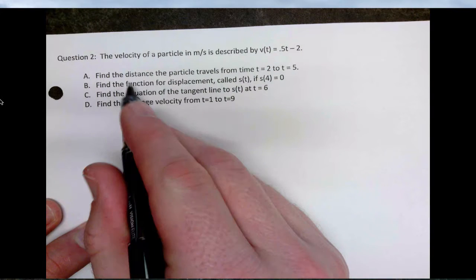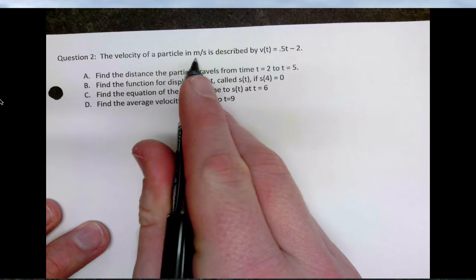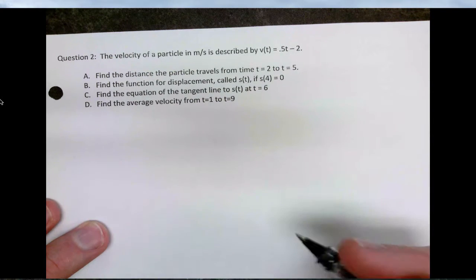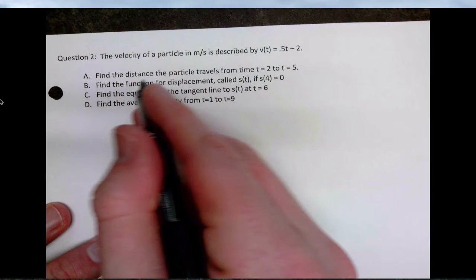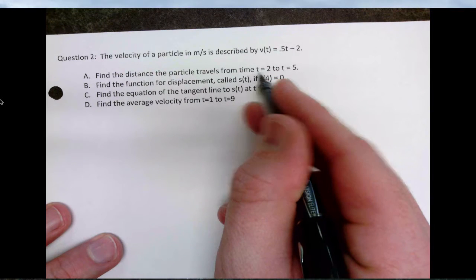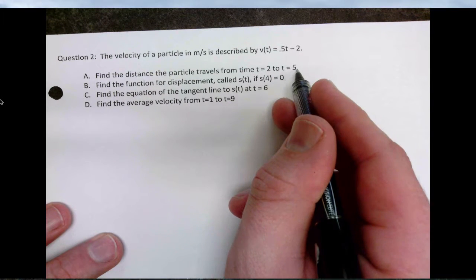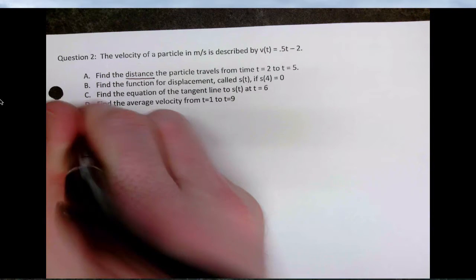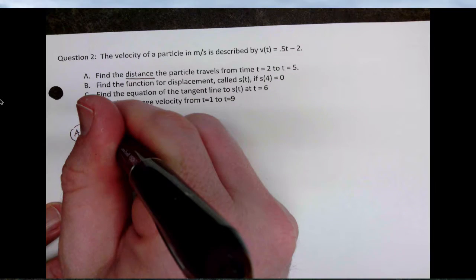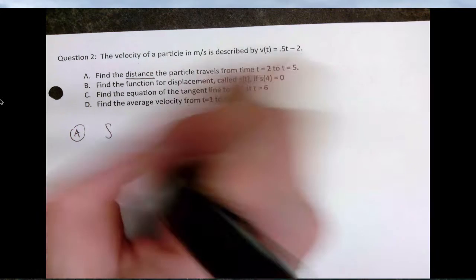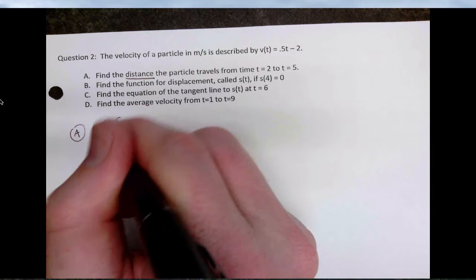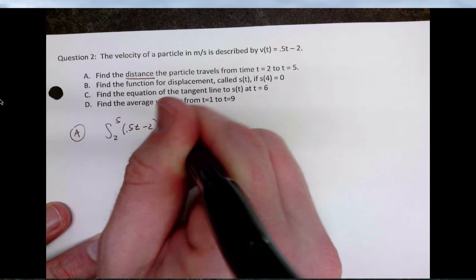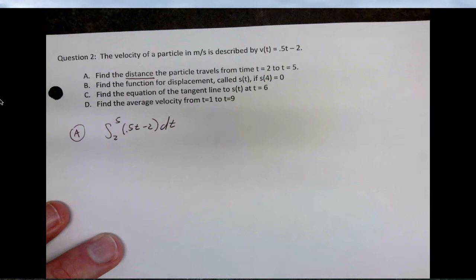Okay, so it says the velocity of a particle in meters per second is described by v of t equals 0.5t minus 2. Next it says find the distance the particle travels from time t equals 2 to time t equals 5. And distance is a tricky one. So for part A, if I set up an integral from 2 to 5 on the velocity, this will tell me the total displacement.